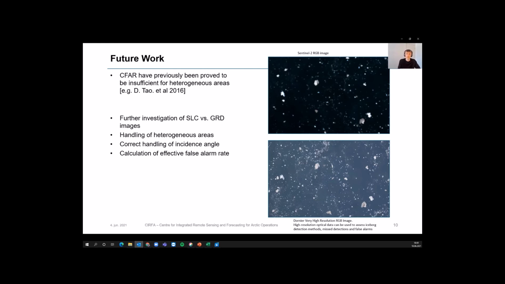Some of these issues can be addressed using high resolution images. We have here in the bottom right shown a Dornier flight image, a high resolution optical image from our study area, which can be used to answer some of the questions above. These images can also help us identify which objects are sea ice and which are icebergs.